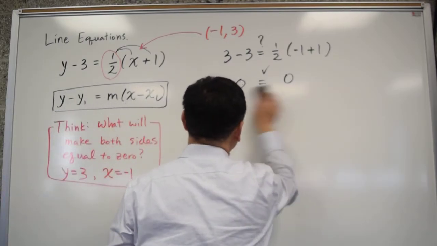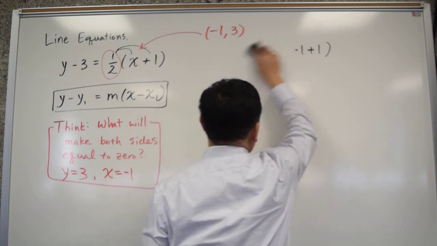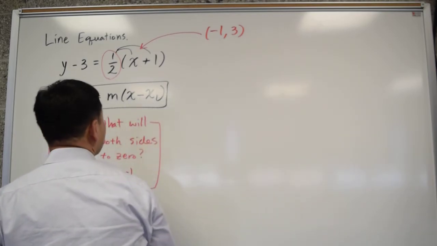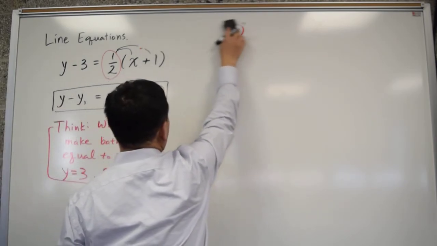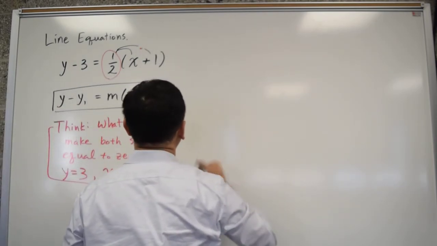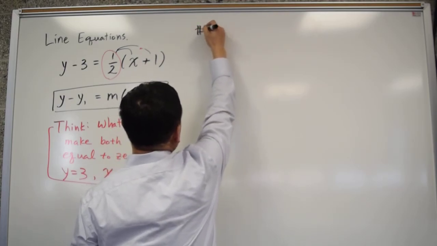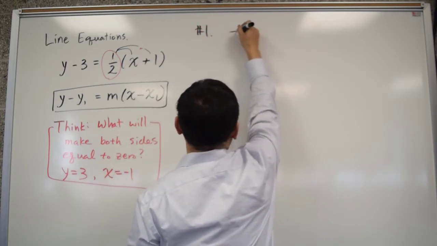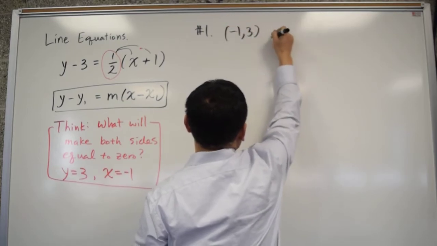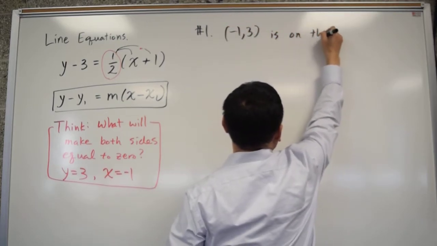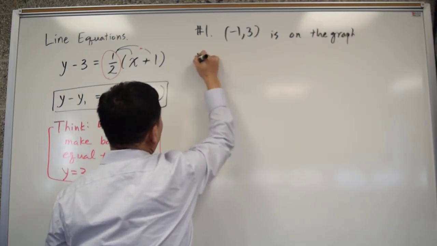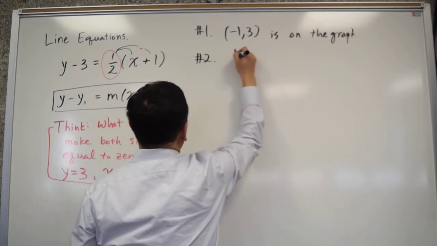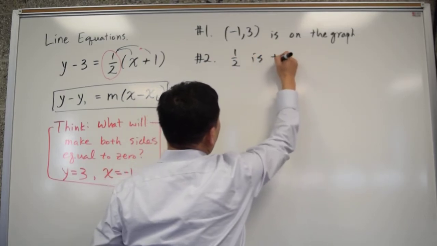So, we go back. And let's write down the two important observations that we made. Observation number 1: negative 1, 3 is on the graph. Observation number 2: 1/2 is the slope.